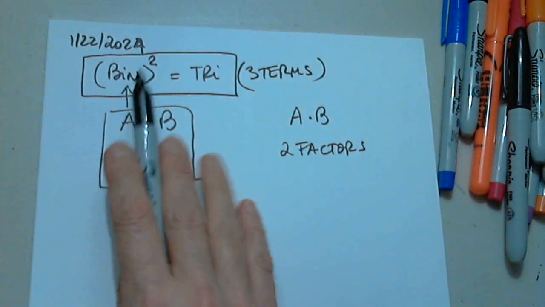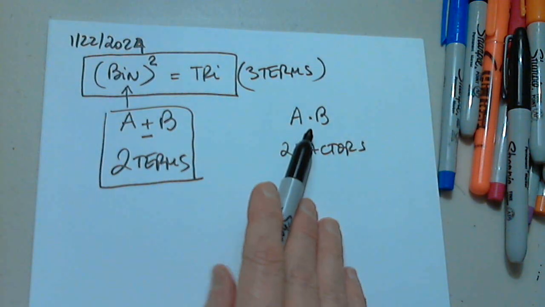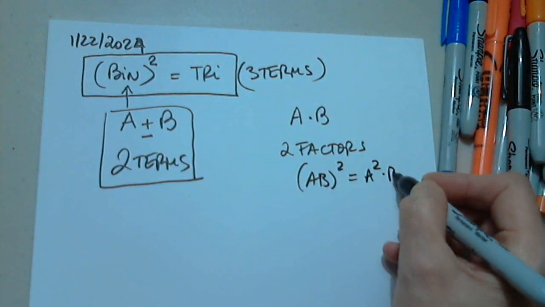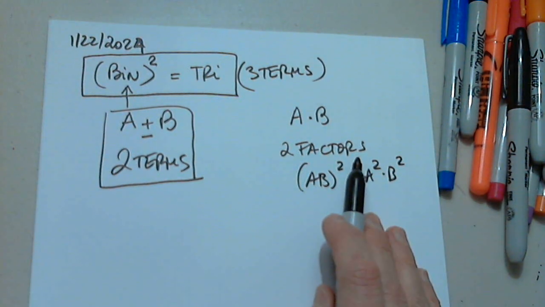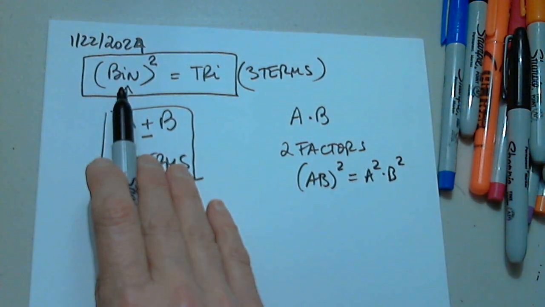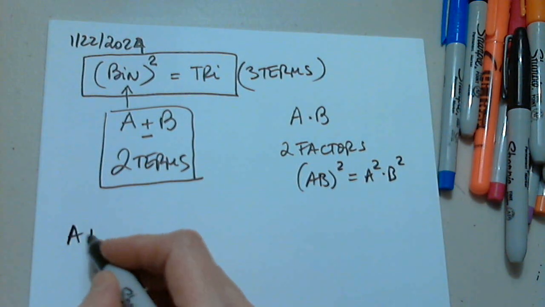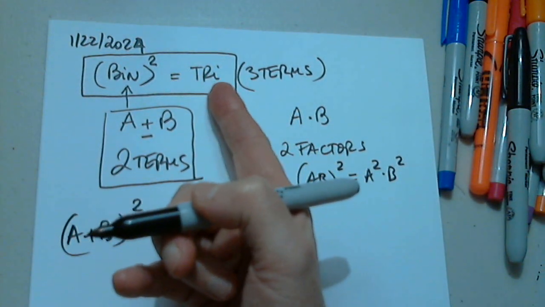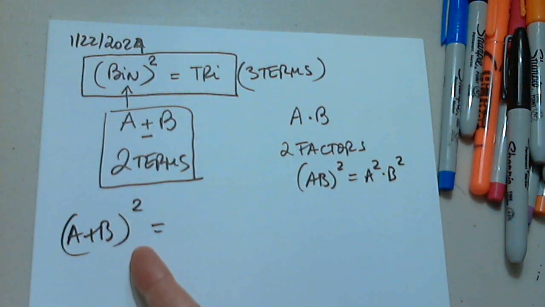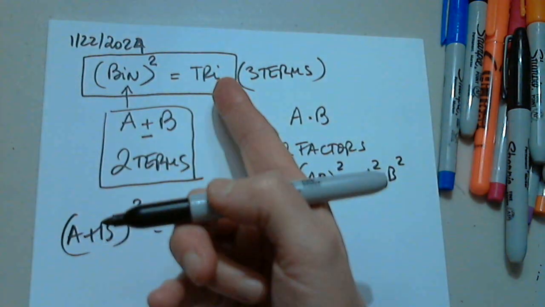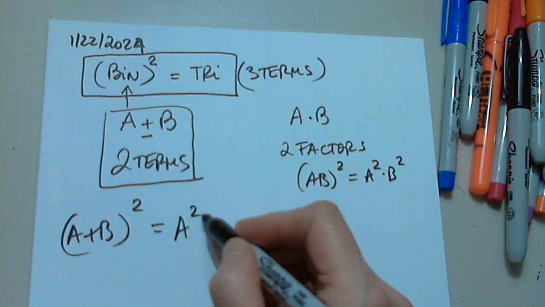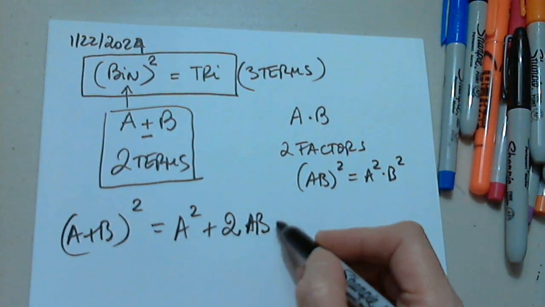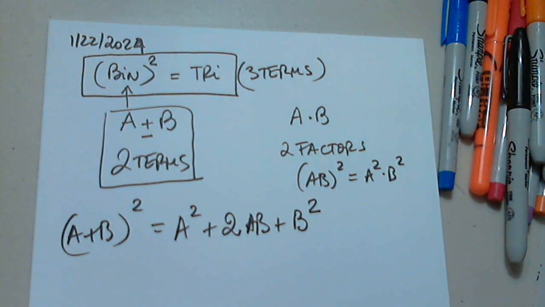So every time we square a binomial, we get three terms. If I square a product, if I square ab, for example, I just get a squared times b squared. I square each individual factor. But when I square a plus b, the formula is, first of all, remember, it's not a squared plus b squared. A trinomial. It's a squared plus twice the product of these two and plus b squared.